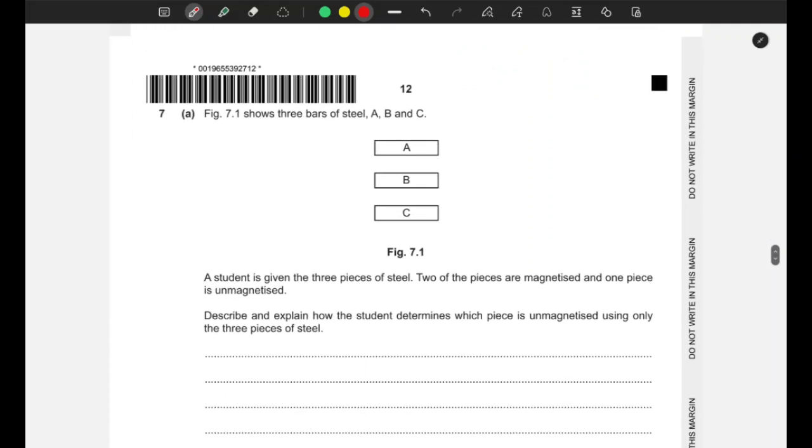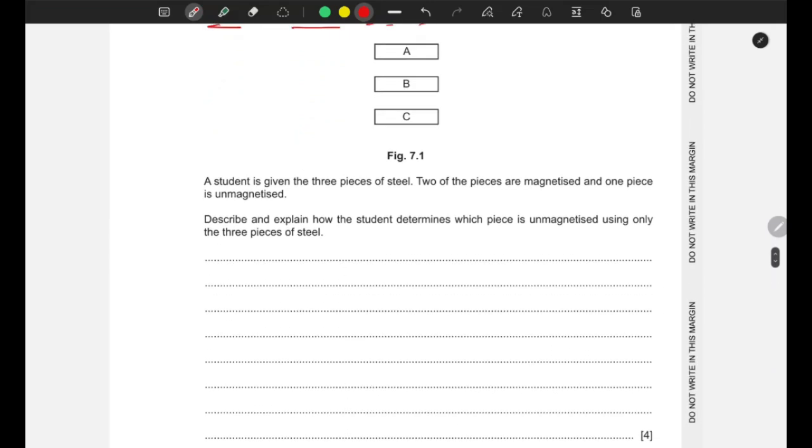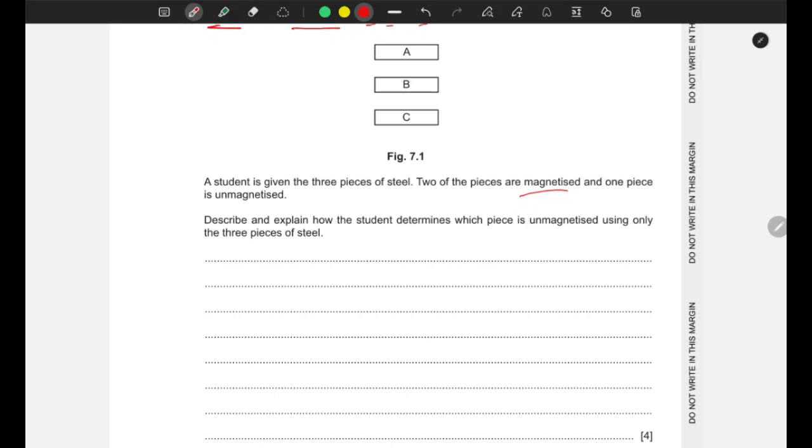Question number 7. Figure 7.1 shows 3 bars of steel A, B, C. A student is given the 3 pieces of steel. 2 of the pieces are magnetized and 1 piece is unmagnetized. Describe and explain how the student determines which piece is unmagnetized using only the 3 pieces of steel. That's a very interesting question.